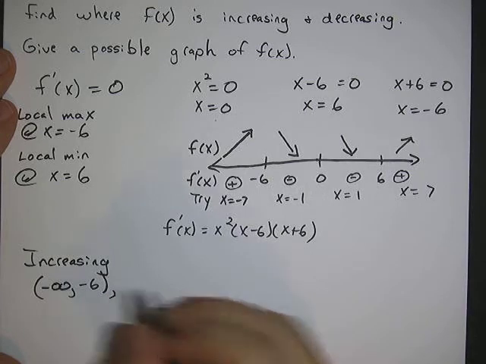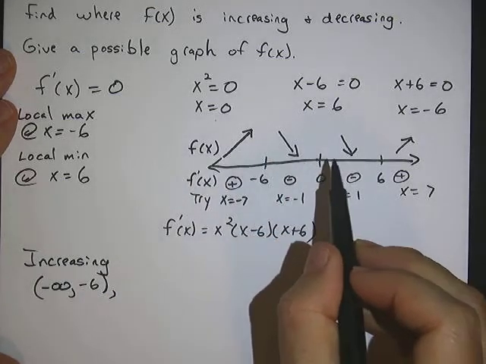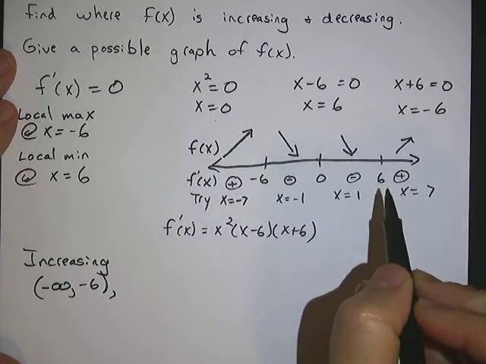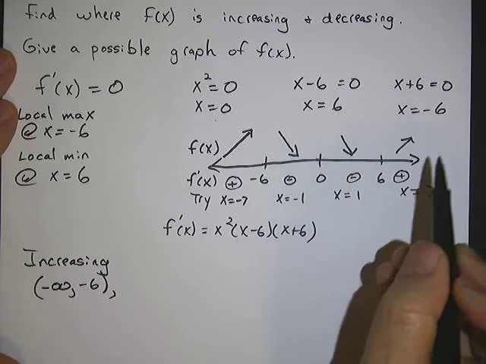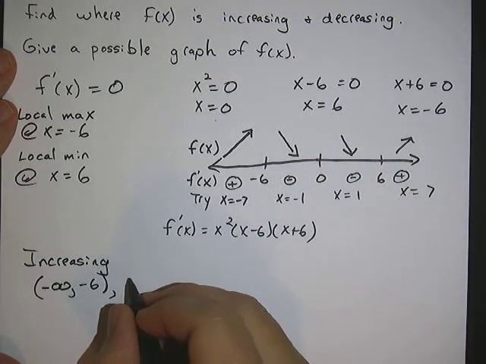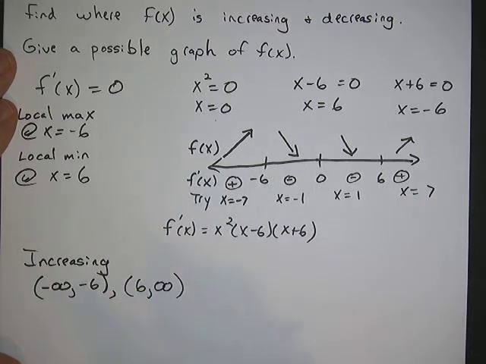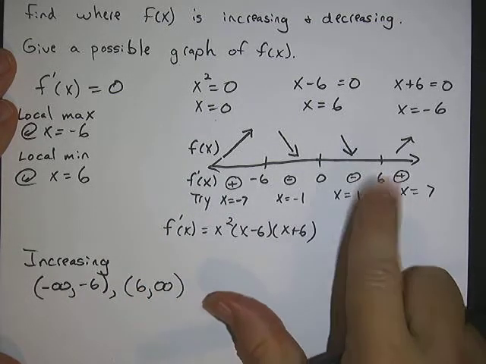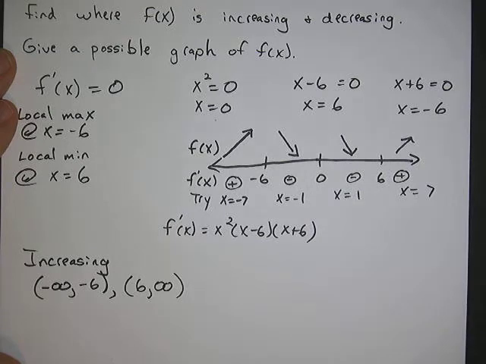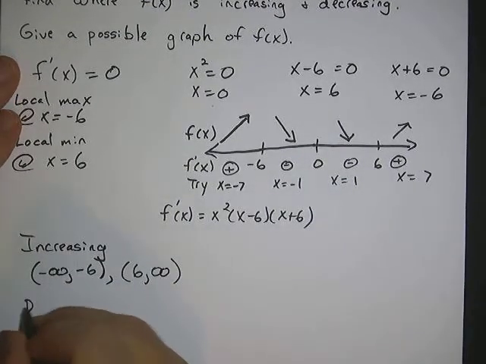Okay, and then there should be another region. We keep going, we're going down, down, and then here we start going up again. So at 6, all the way out to infinity, we are increasing. Okay, and again, I'm not going to include 6 because the slope is flat there, slope is 0, and infinity, you never include that. Okay, because that's not a number.